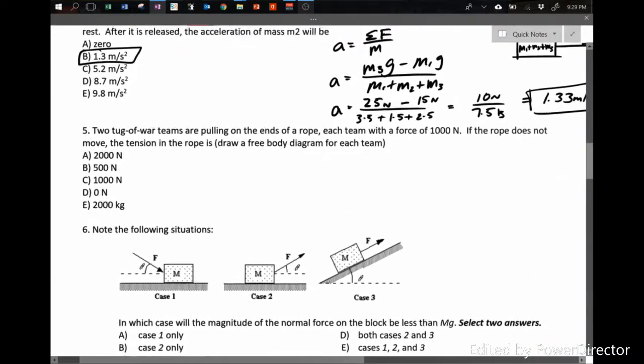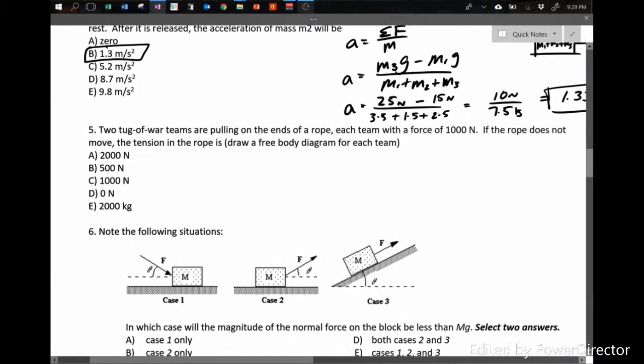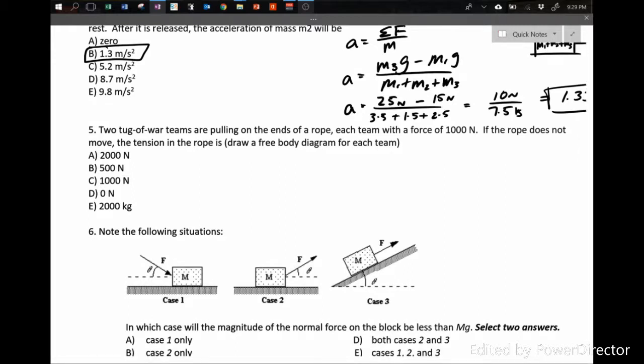All right, question 5. Two tug-of-war teams are pulling on the ends of a rope. Each team pulls with 1,000 newtons. If the rope does not move, what's the tension in the rope? Now, the pitfall here is to say, okay, each team pulls with 1,000 newtons, so the tension in the rope has to be 2,000 newtons. That's the gut answer that everybody wants to say. That's not how tension works.